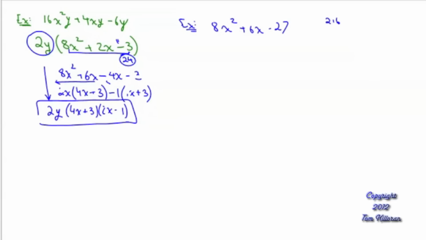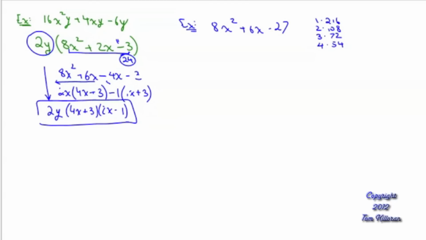Like over here, this one was easy. It was 24: 8 and 3, 6 and 4, 2 and 12. Most people know that. What are factors of 216? The best way to do this is to say, well, 1 and 216 are factors. 2 and 108 are factors. 3 and 72. 4 and 54.